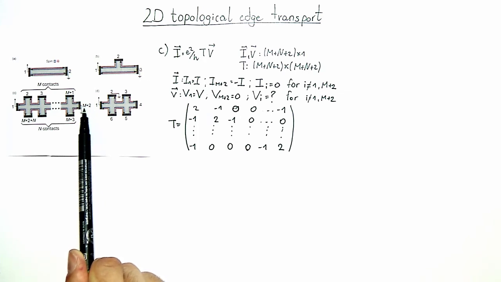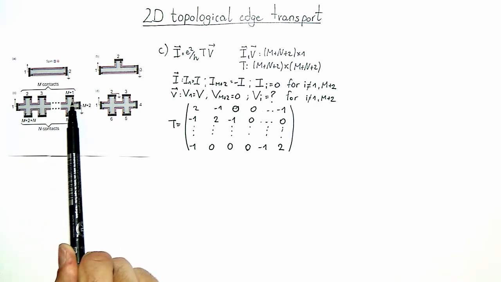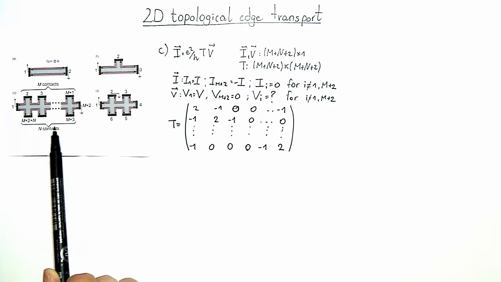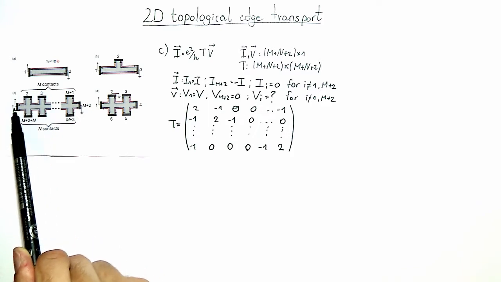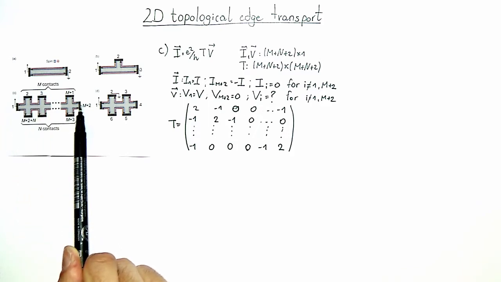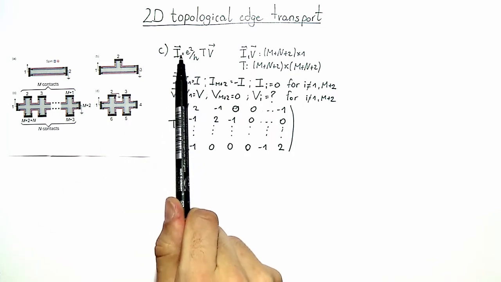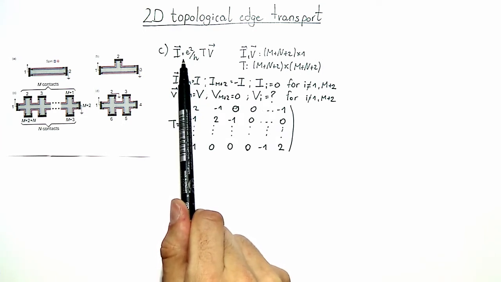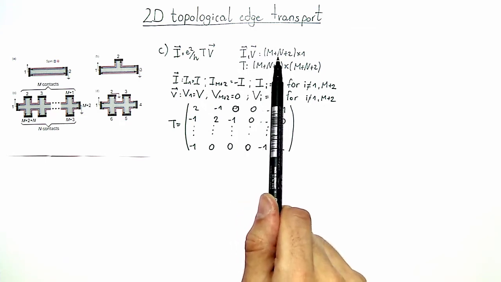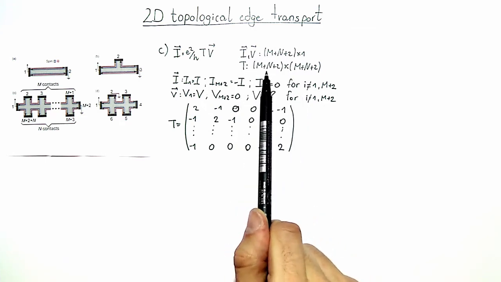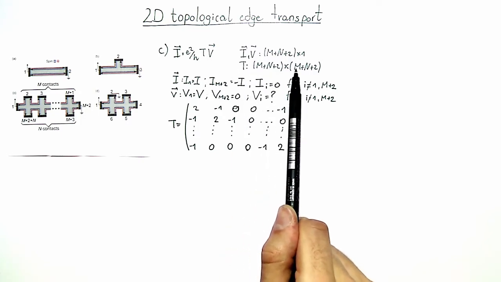Now between these two contacts, there are a total of m contacts along the upper edge of the device and n contacts along the lower edge of the device. So in total we have n plus m plus 1 contacts, or m plus n plus 2 contacts in total. So again, if we apply the multi-terminal Landauer-Büttiker formalism, we have current and voltage vectors of dimensions m plus n plus 2 times 1, and we have the transmission matrix, which is a square matrix of dimensions m plus n plus 2 by m plus n plus 2.